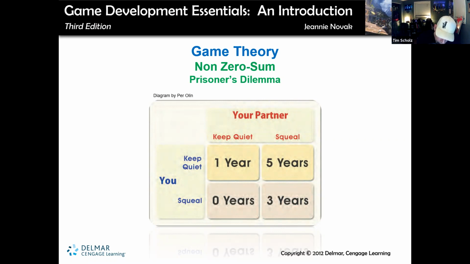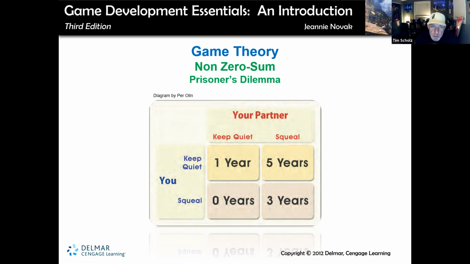but you're not in jail for 5 years. And talking about the way the game works, in the first scenario where you both keep quiet and cooperate, yes, you get 1 year in jail, but you get 3 points in the game. The second scenario is where you both squeal. You don't get the 5 years you could have gotten, but you only get 1 point in the game.